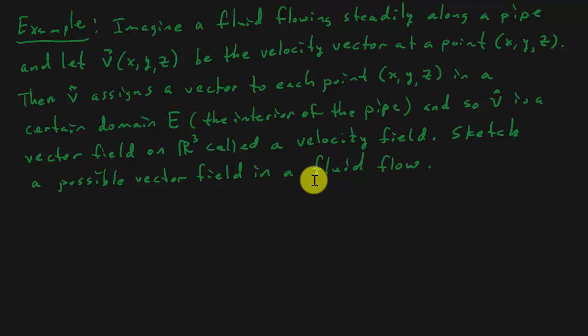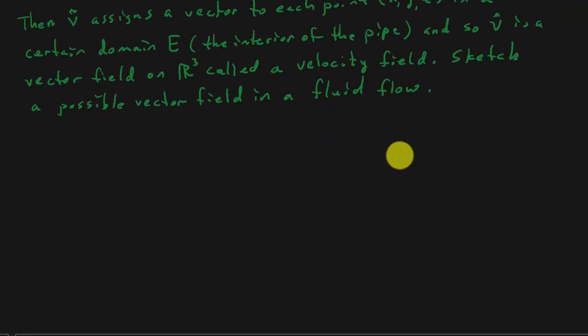It says, imagine a fluid flowing steadily along a pipe and let v of xyz be the velocity vector at a point xyz. Then vector v assigns a vector to each point xyz in a certain domain E, say the interior of the pipe. And so v is a vector field on R3 called a velocity field. Sketch a possible vector field in a fluid flow.